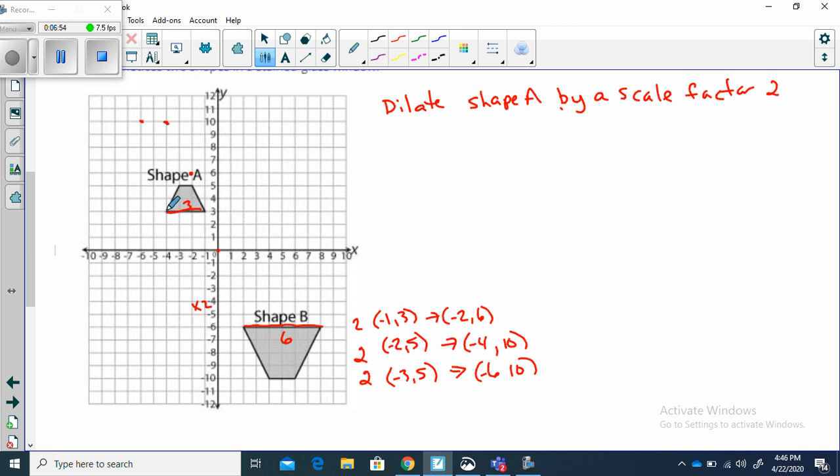And then let's do this point. -4, 3. And if we dilate that by 2, we've got 2 times -4 is -8. 2 times 3 is 6. -8, 6. Out here, -8, go up 1, 2, 3, 4, 5, 6. Okay, I'm going to draw this for us so we can see it.